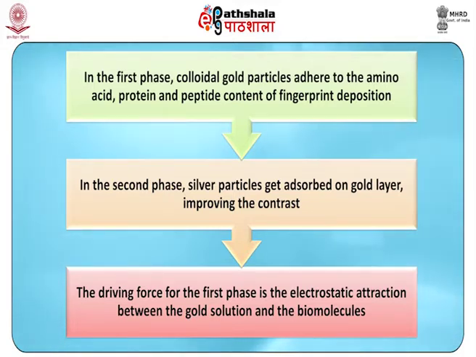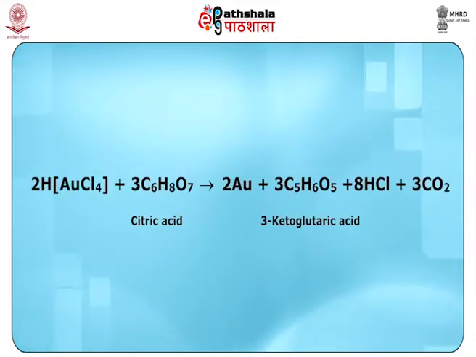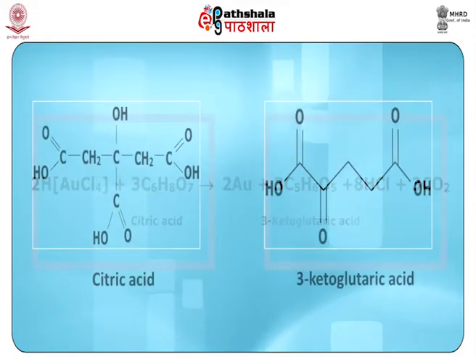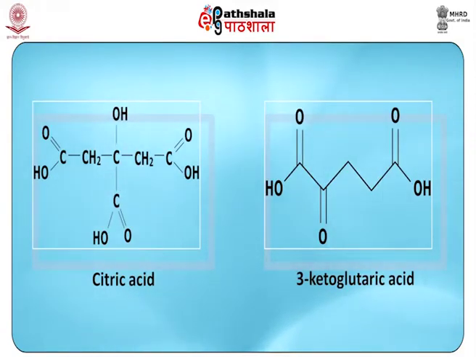The driving force for the first phase is the electrostatic attraction between the gold solution and the biomolecules. The colloidal gold particles are produced by the reduction of hydrogen tetrachloroaurate, commonly referred to as tetrachloroauric acid, by citric acid. The reaction is shown here in the figure, and besides gold particulates, 3-ketoglutaric acid is one of the products. The structures of citric acid and 3-ketoglutaric acid are also shown in the given figures respectively.